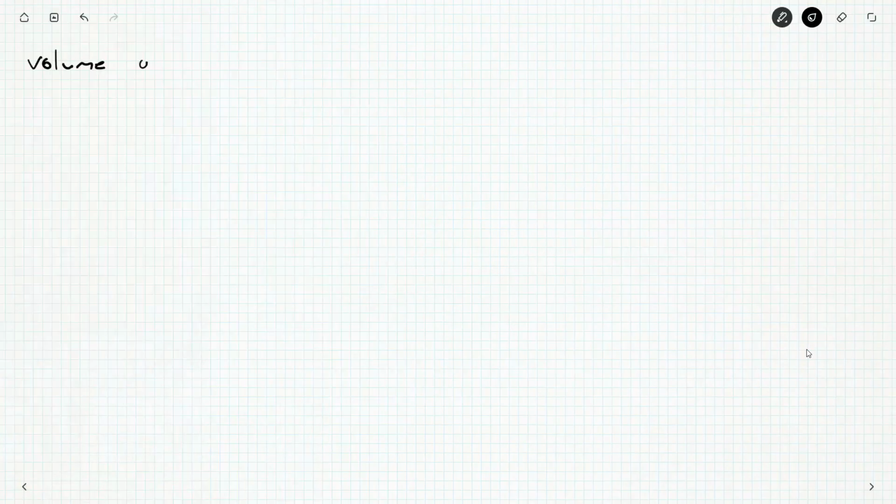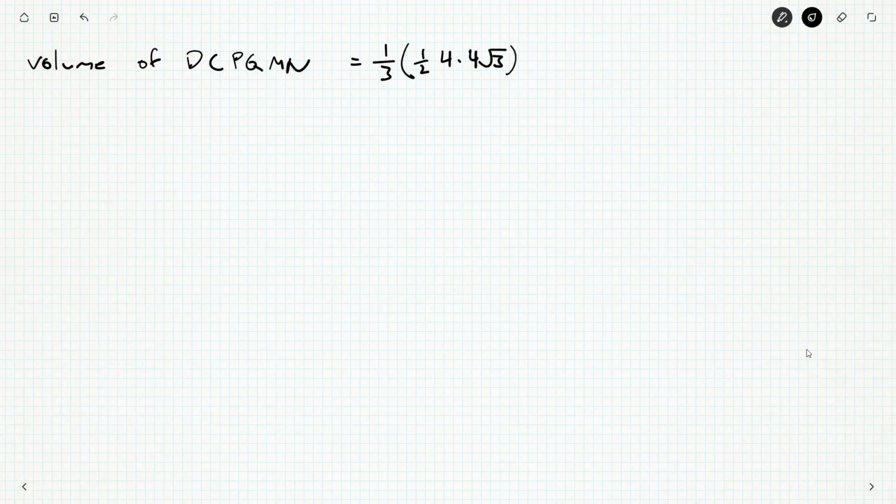But the volume of DCPQMN is 1/3 times the area, which is 1/2 times 4 times 4 root 3, times 32, minus 1/3 area of the base, which is 1/2. No, it's not 4, it's 2. 2 times 2 root 3.